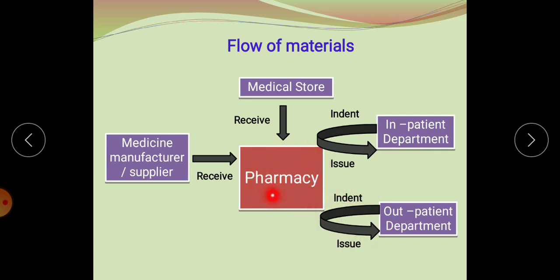Now, to maintain the inventory control or stock within the pharmacy, they need to place some order to the medical stores or to the manufacturer or supplier. Then after the order, they will receive the medicine from them, and so they will maintain the stock and they will continuously dispense the medicine to the inpatient and outpatient. This continuous flow of material is needed in a hospital within a pharmacy to maintain the continuous availability of the medicine, continuous drug distribution to the different departments in a hospital.